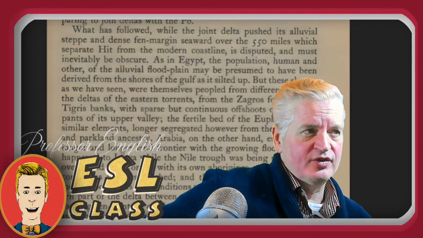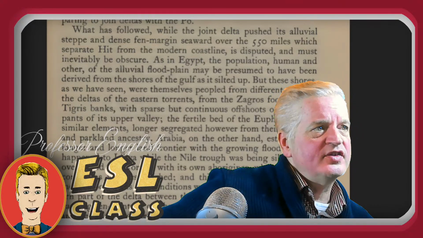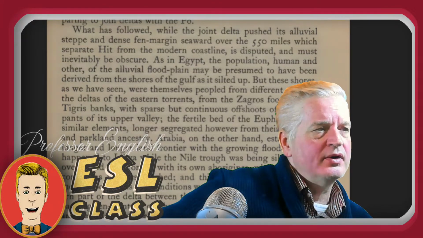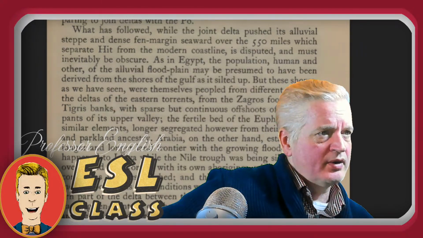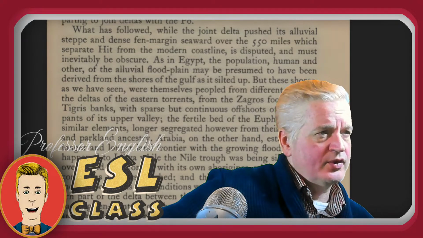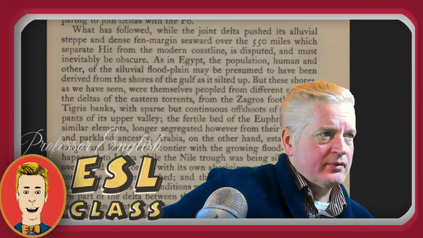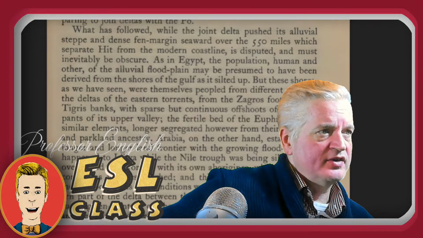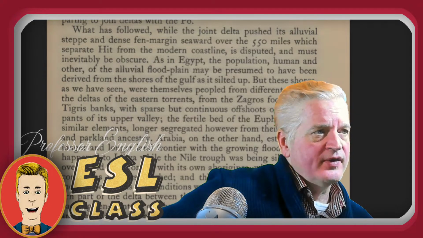I think it's either shrunk or grown. Wait, let's see. What has followed while the joint delta pushed its alluvial steppe and dense fen margins seaward over? So I think it was a bigger river or a bigger body of water, and somehow the land erupted or took over the water, and they're not sure why. So where the water is now is different from where it was before. I think it shrunk. I think it got smaller, but they're not sure why.